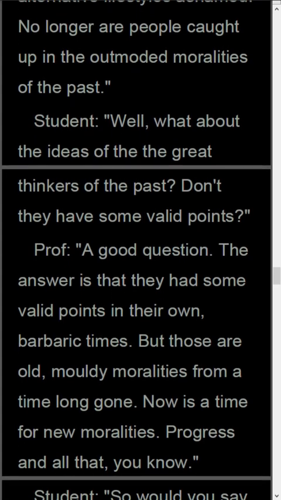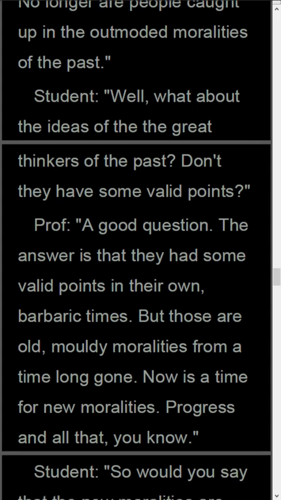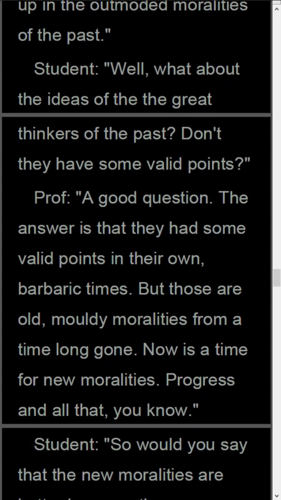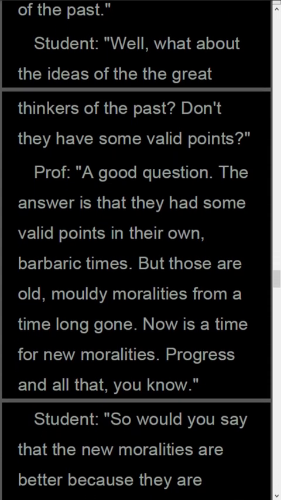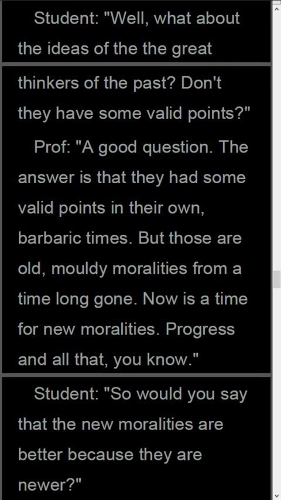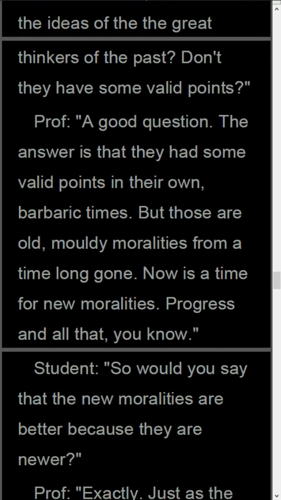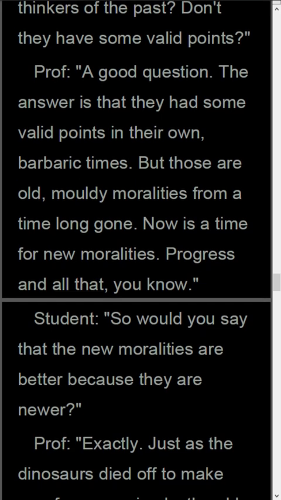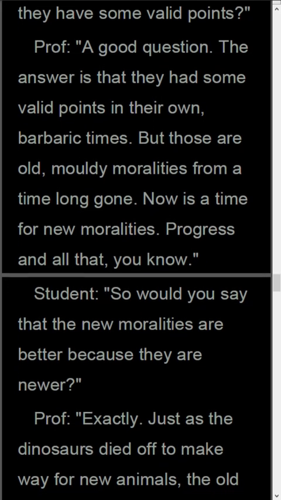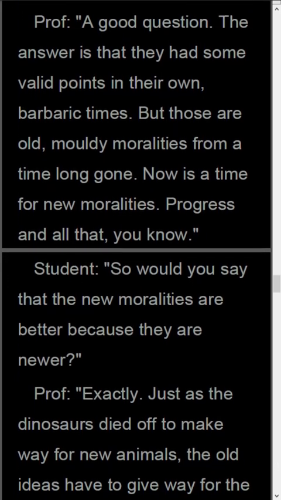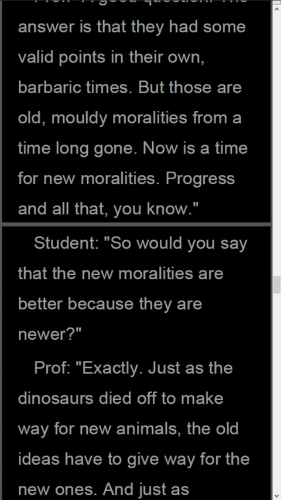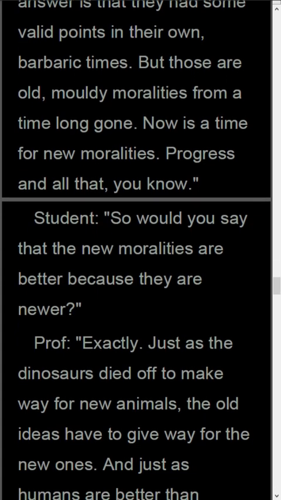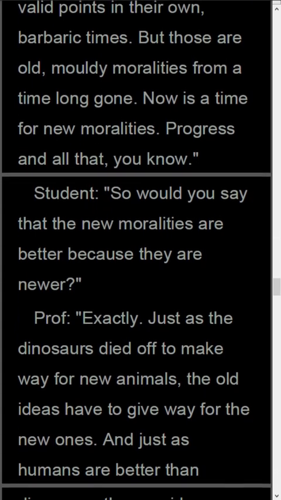Student. Well, what about the ideas of the great thinkers of the past? Don't they have some valid points? Prof. A good question. The answer is that they had some valid points in their own, barbaric times. But those are old, moldy moralities from a time long gone. Now is a time for new moralities. Progress and all that, you know.